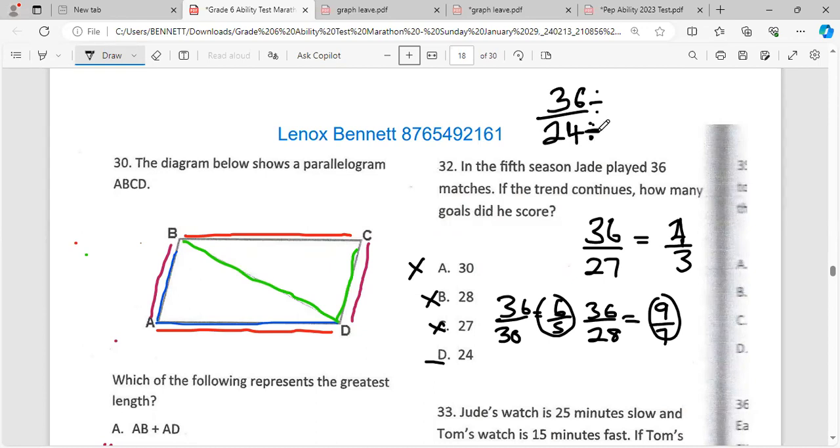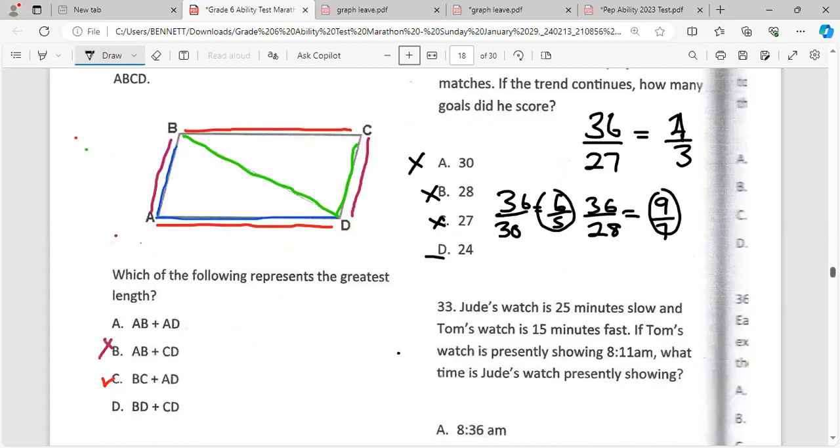All right, so look at it. We divide by 12. This would be 3 and this would be 2. So guys, remember someone said every 3 games he scored 2. I remember somebody said that. I think it was Kayla. That makes sense, you know, Kayla.